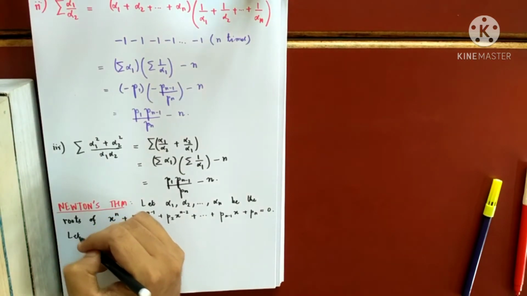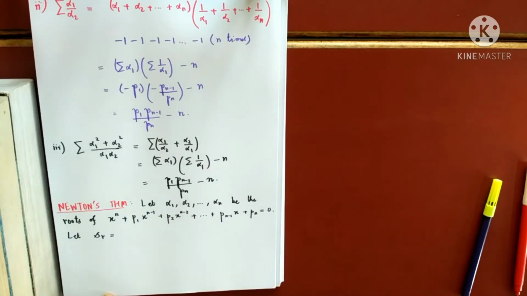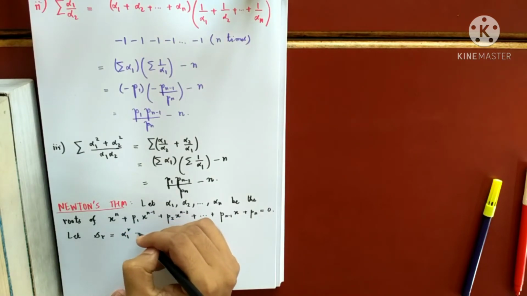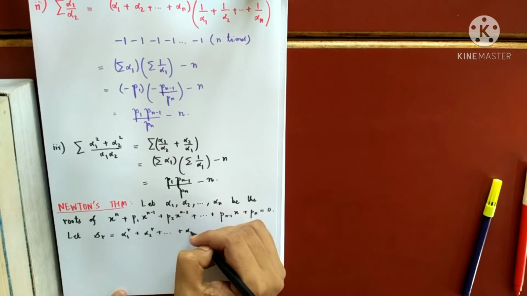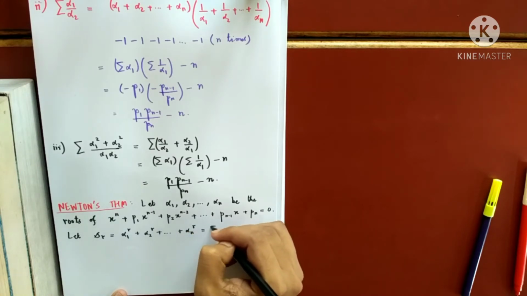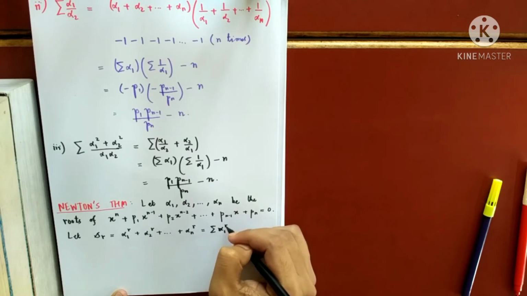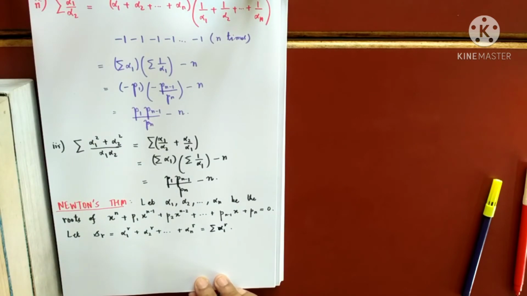Let SR denote this. What is SR? The rth power of this root, the sum of the rth power of the roots. That means alpha 1 to the power r plus alpha 2 to the power r plus alpha n to the power r, which can also be written as summation alpha 1 to the power r. So what is this SR? SR is the sum of the rth power of the roots.